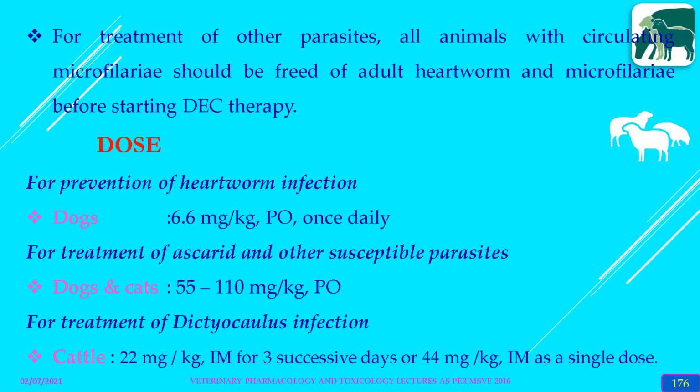So how to prevent the heartworm infections? In dogs we need to administer the DEC, that is 6.6 milligram per kg once daily for a month, especially in the certain heartworm infestation areas. So DEC 55 to 110 milligram. Then on Dictyocaulus infection, it is used intramuscularly for 3 successive days, or 45 milligram per kg.